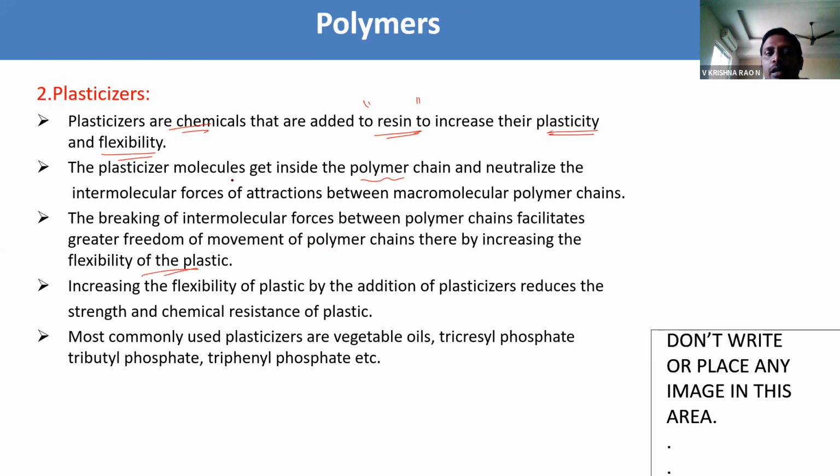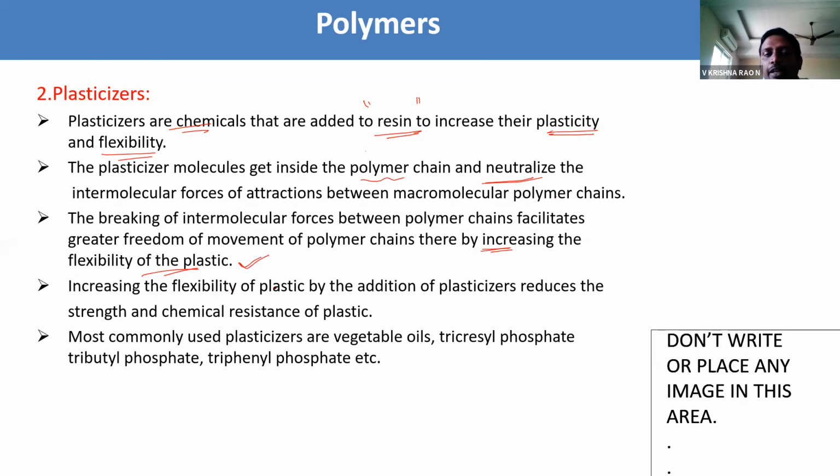When we add this plasticizer to the resin, it increases its plasticity and flexibility. How? After adding this plasticizer, it moves inside the polymer chain and neutralizes the intermolecular force of attractions between the macromolecular polymer chains and helps in breaking them, which gives greater freedom of movement to the polymer chain, thereby increasing the flexibility of the plastic.